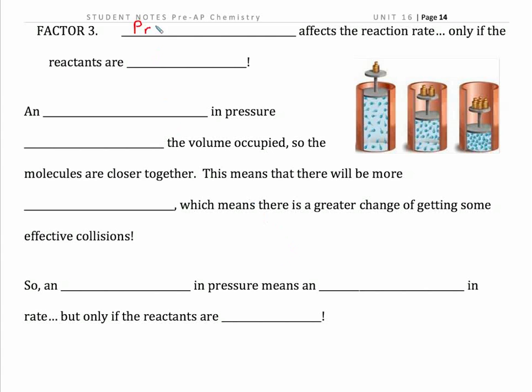Factor 3. The first few we're going to do are pretty quick, so I'm going to run through them quickly. It's pressure. Pressure does affect the reaction rate, but only if we have reactants that are gases. Okay? And here's why. An increase in pressure, assuming we keep temperature constant, because if we want to look at the effect of pressure, we've got to keep temperature as a control variable. So if you increase the external pressure, if the volume can move, the volume is going to decrease until the pressure in is equal to the pressure out.